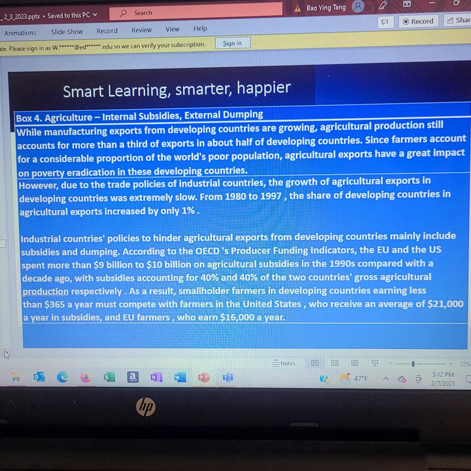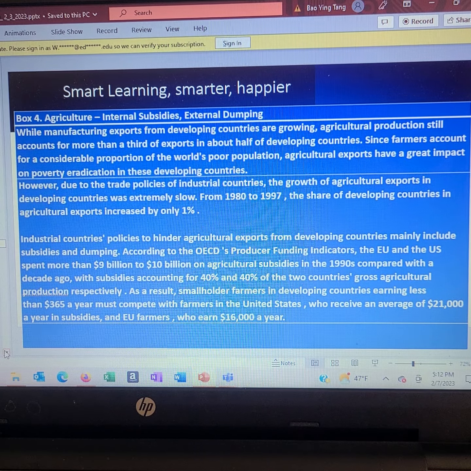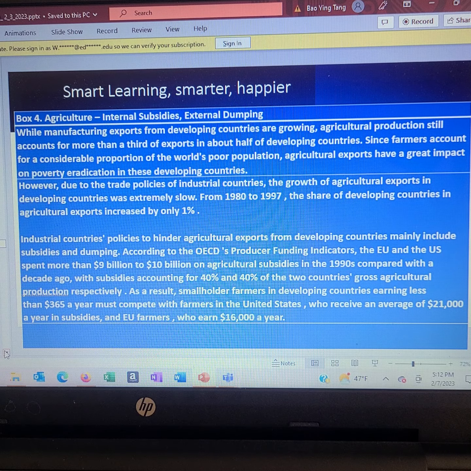However, due to the trade policies of industrial countries, the growth of agricultural exports in developing countries was extremely slow. From 1980 to 1997, the share of developing countries in agricultural exports increased by only 1%. Industrial countries' policies to hinder agricultural exports from developing countries mainly include subsidies and dumping.